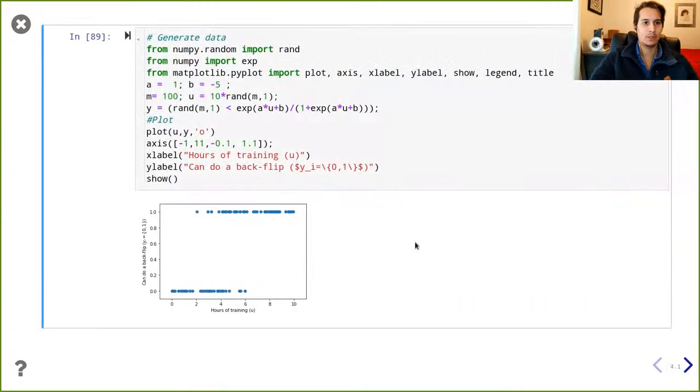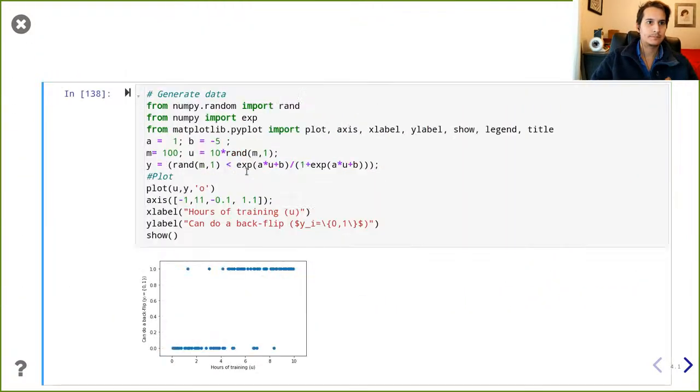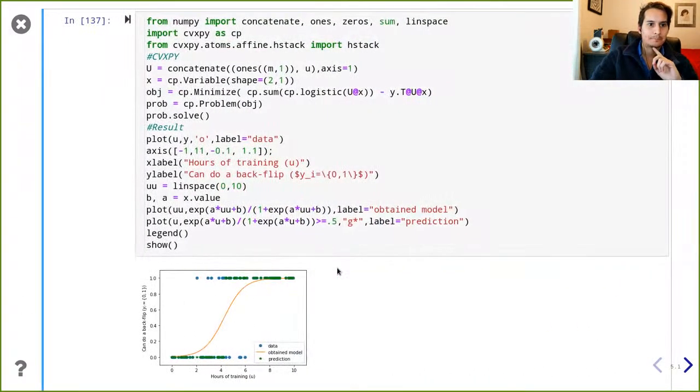And the solution of that, well, this is the data. Let me run that cell. The data is, here you have some points for a lot of people doing different hours of training, and if they are in this part here, they cannot do a backflip, and if they can, they are here. And basically what you need to do is to minimize this function that is exactly the same as the one in the activity.